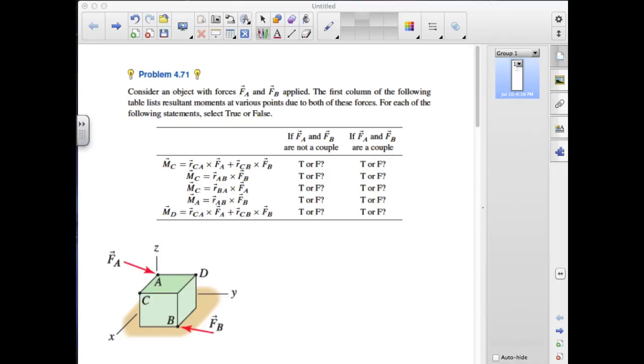We now take a look at a couple of problems from the text. The first one, problem 471, is a conceptual problem. Here we're given two forces applied to A and B, and we are asked to determine whether or not the expressions given for moments are valid under the two conditions, first where A and B are not a couple, and then secondly where A and B are a couple.